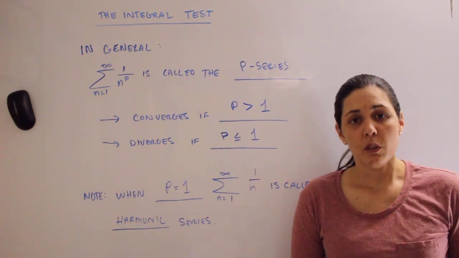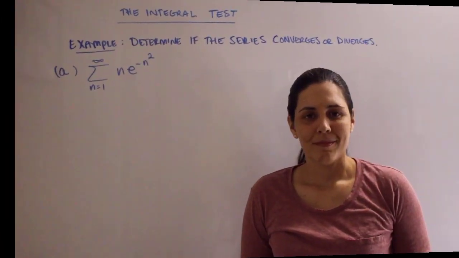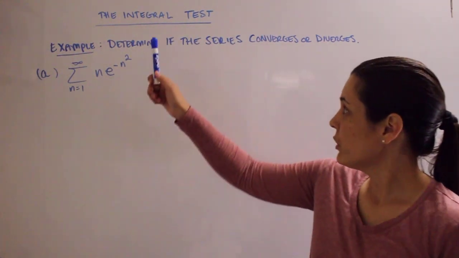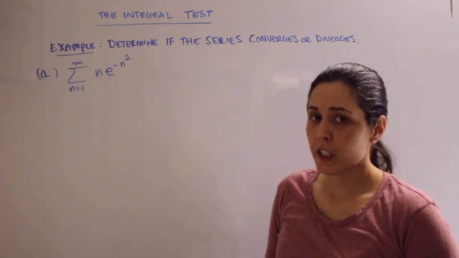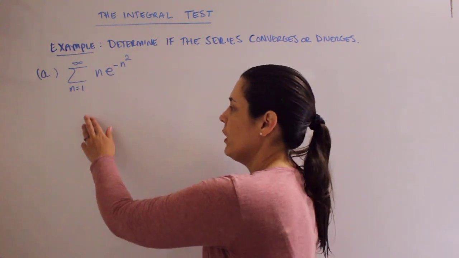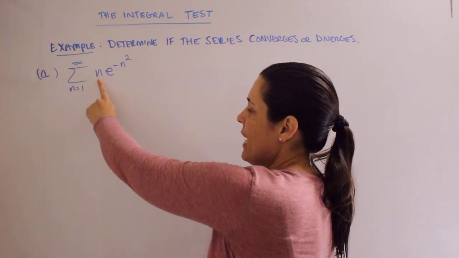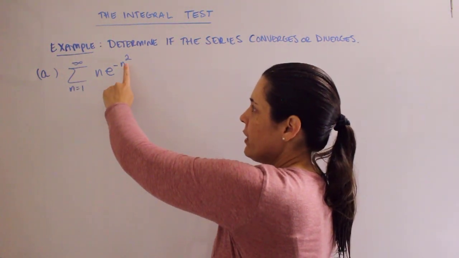Alright, so we're going to get into a couple more examples. Next example. So determine if the series converges or diverges. We have the series from 1 to infinity of n times e to the negative n squared.